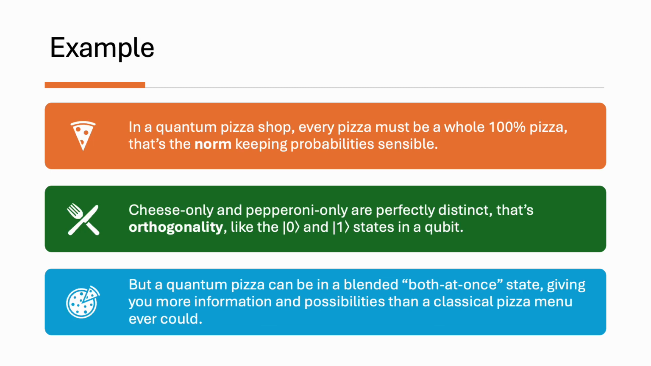The example here is a quantum pizza shop: every pizza must be a whole 100% pizza. This is another example of the norm, keeping probabilities sensible. Cheese only and pepperoni only are perfectly distinct. That's orthogonality, like the 0 state and the 1 state in a qubit. But a quantum pizza can be in a blended, both-at-once state, giving you more information and possibilities than a classical pizza menu ever could.